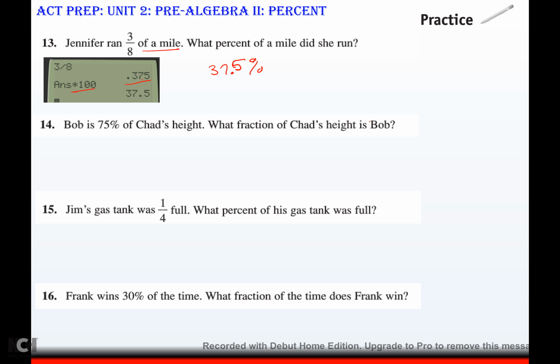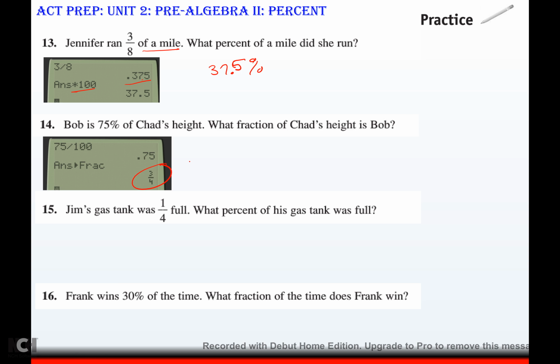Okay, Bob is 75% of Chad's height. What fraction of Chad's height is Bob? So they're telling me to take 75% and turn it into a fraction. Well, that should be one you just memorized. 75% is 3/4.